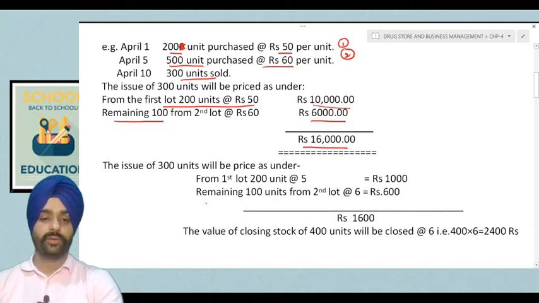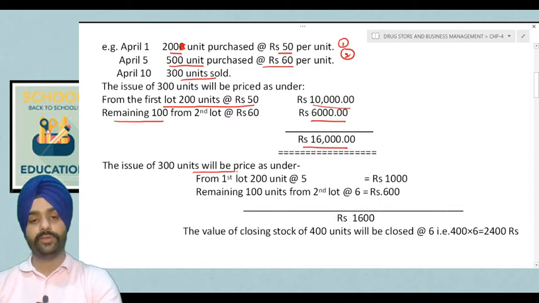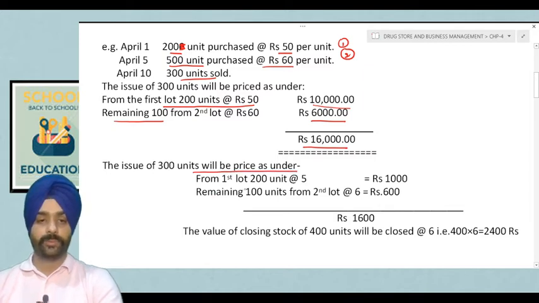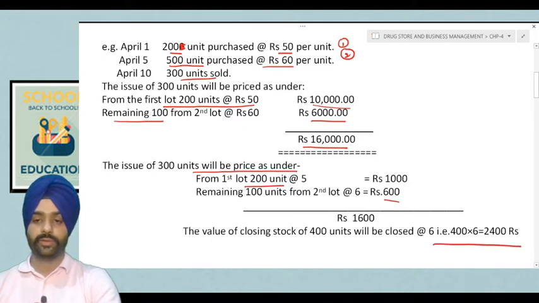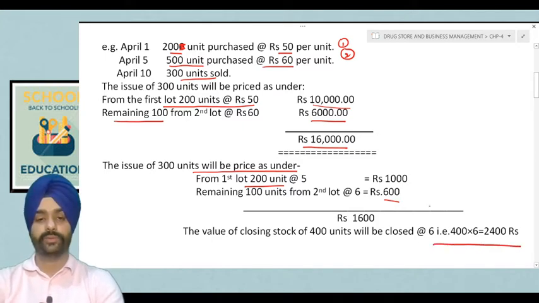So students, this was regarding the selling of units. Now the issue of 300 units will be priced as under. From the first lot 200 units at rupees 50, that is 10,000, and then at rupees 60 it is 6,000. The value of closing stock of 400 units that are left is 24,000 rupees.